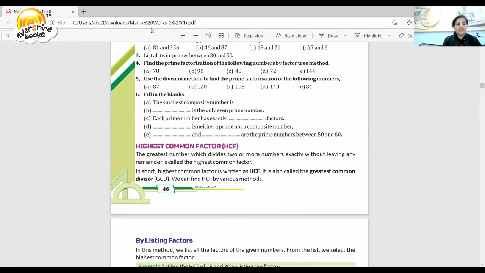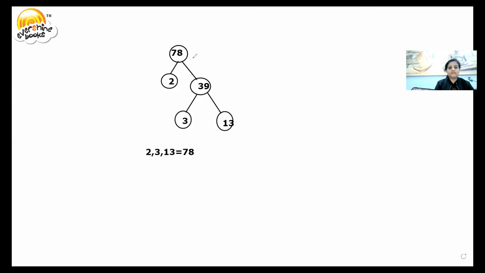Now use the division method, find the prime factorization of the following. So we will do 87 as the number. So I will do one for you and all the numbers you will do the prime factorization. So here I am writing 87. This is called the division method also. This is called the long method also. But you will do it according to the question asked. Here it is. You will write 87.